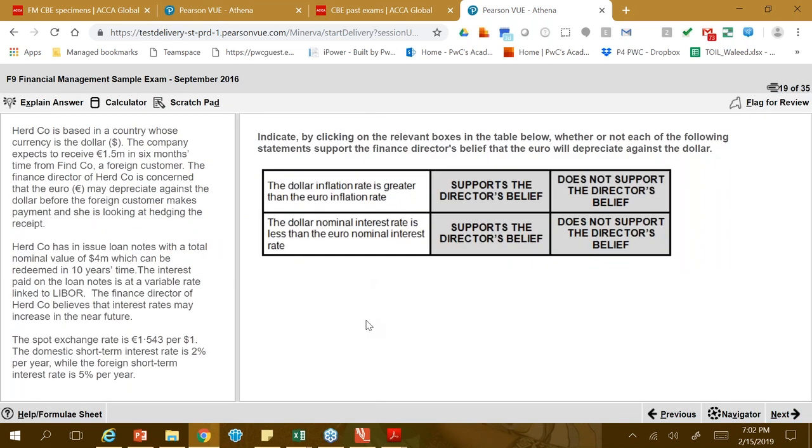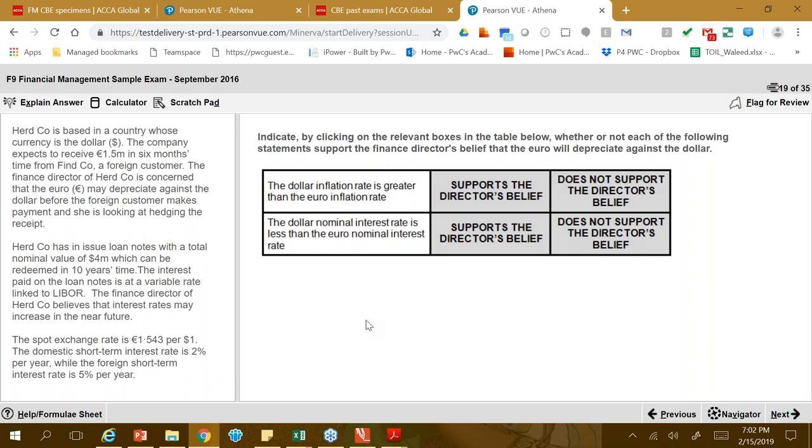Indicate by clicking on the relevant boxes in the table below whether or not each of the following statements supports the finance director's belief that the euro will depreciate against the dollar. Euro will depreciate against the dollar.